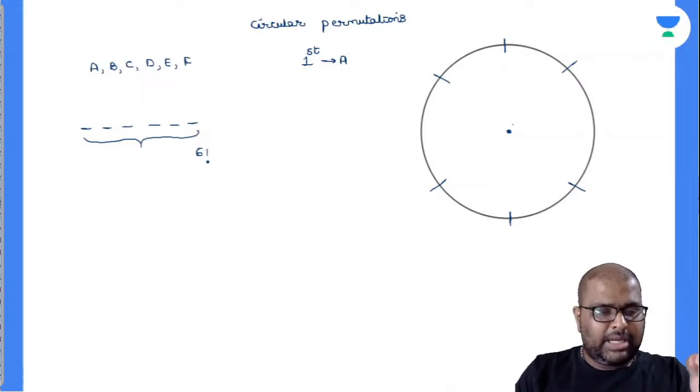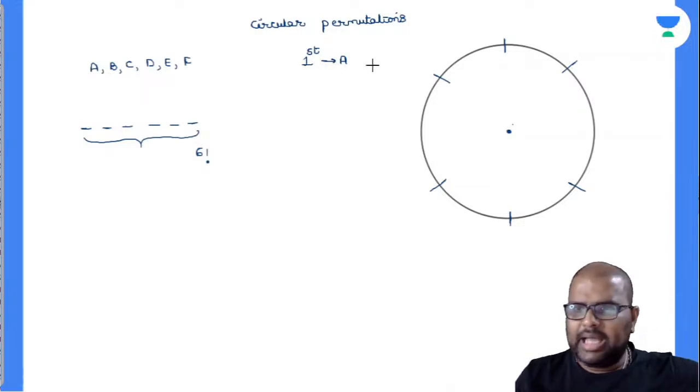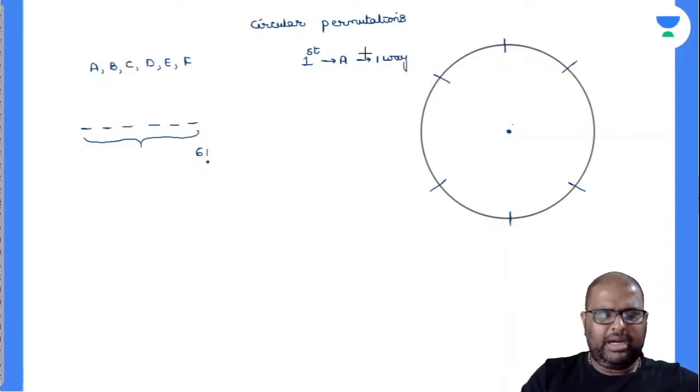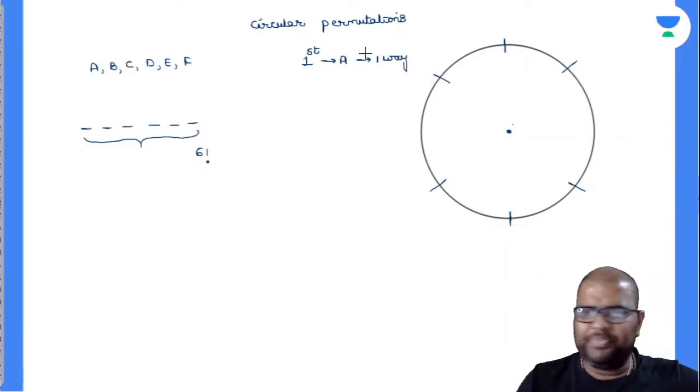On an empty circular table, the first person can be seated in how many ways? Only one way. Wherever he sits, it will be only one way. Opposite 3 persons will be there, immediate left 1, immediate right 1. One way only now. Come to the next.